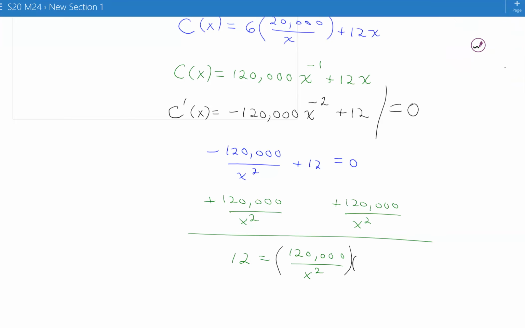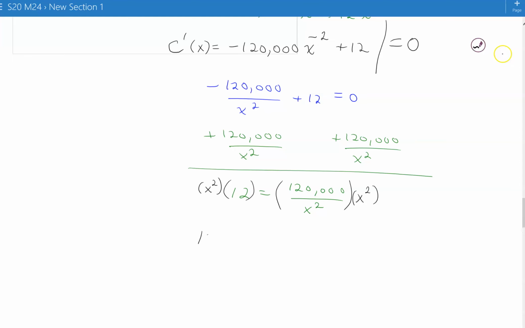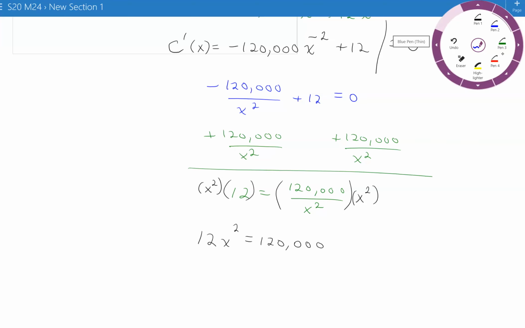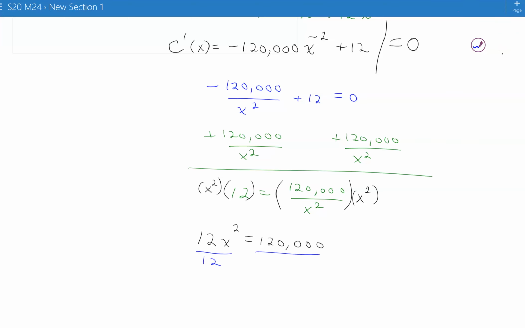Multiply both sides by x squared so we can solve for it, because we can't solve for things in denominators. So I'm going to have 12x squared equals 120,000. And then let's get the x squared by itself. Divide both sides by 12. And get x squared equals 10,000.